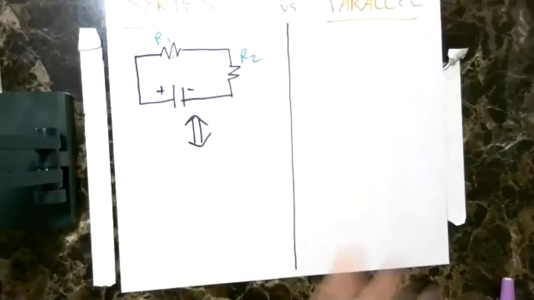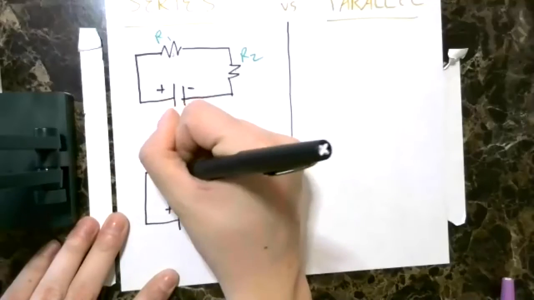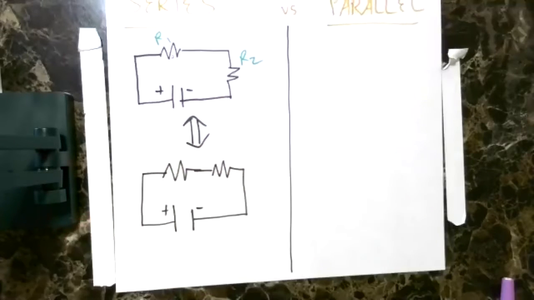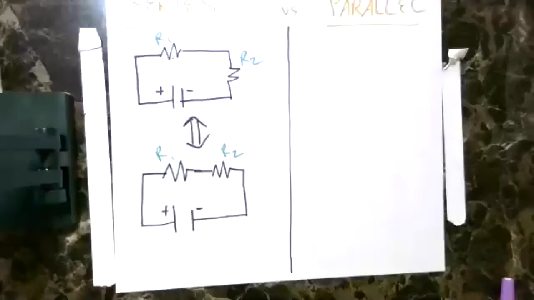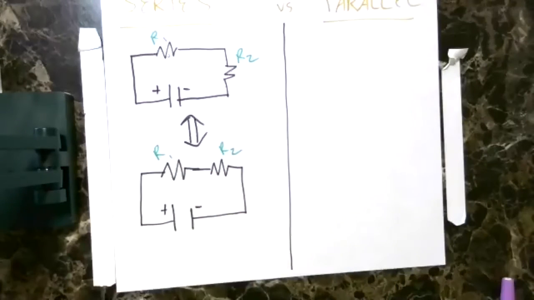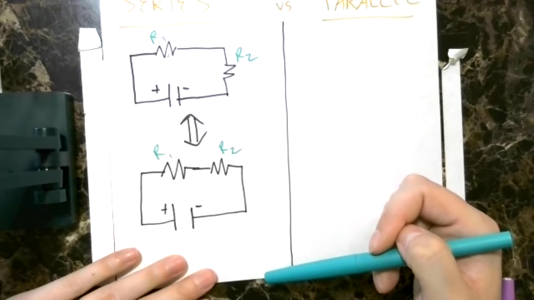Drawn another way that means the exact same thing is this. I have my positive terminal with the battery. They're just now on the same side. Again, these 2 scenarios are completely equivalent. Questions up to this point? A lot of this is getting used to the visual of what a circuit looks like.